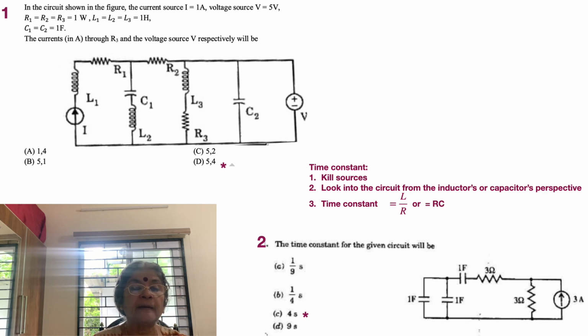The circuit shown in the figure, the current source I is equal to 1 ampere, and voltage source V is equal to 5 volts. So that's solved. R1, R2, R3 is equal to 1 ohm, it's written as 1 watt, but let's call it 1 ohm. L1 equal to L2 equal to L3, again 1 Henry, and C1 and C2 equal to 1 farad. The current in amperes through R3 is asked. R3 is in series with L3, and the voltage source V respectively will be.